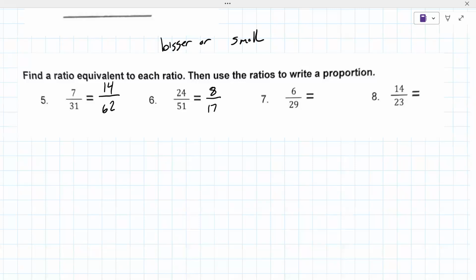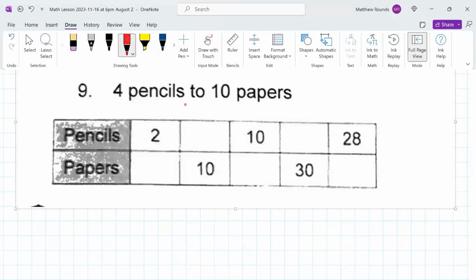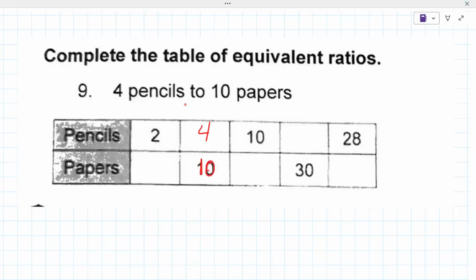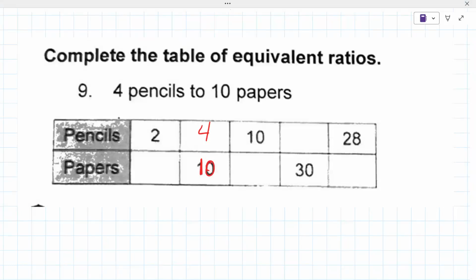Any questions on that? Number 9 will require a little bit more explanation, I think. I have 4 pencils to 10 papers. So the given is going to go here, 4 to 10. And you could, for example, write a proportion for all the rest of these. Let's just say you were trying to find this number here. You could write a proportion like this: 2 divided by x equals 4 divided by 10.